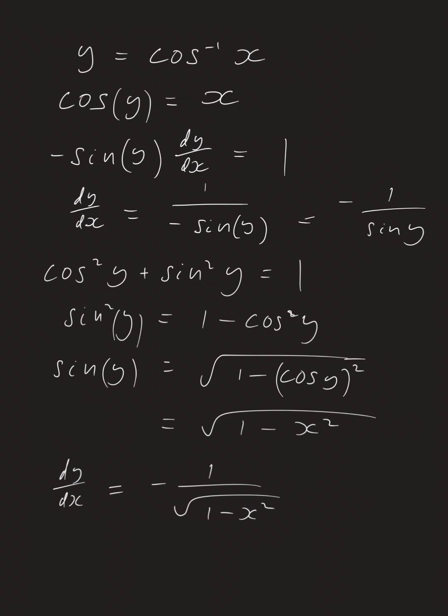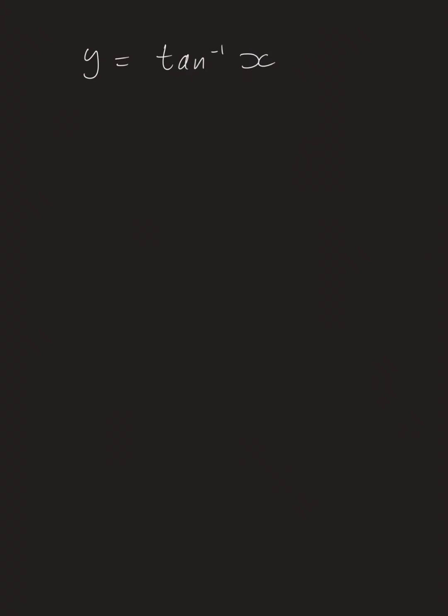So the last one we'll do in this video will be inverse tan. So here's our inverse tan function. So again, pause the video and actually try this one before you look at the answer. You should have everything you need. So like before, y is inverse tan of x. So the tan of y is equal to x. Again, I will differentiate both sides with respect to x. The derivative of tan is secant squared. So here we go, secant squared of y, and then times dy dx is equal to 1.